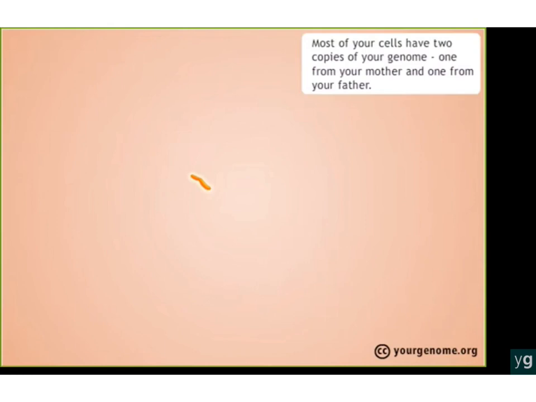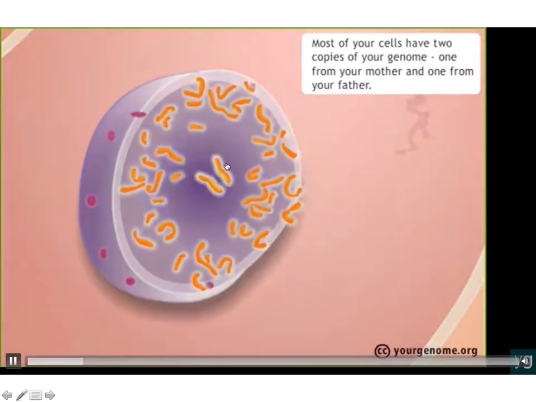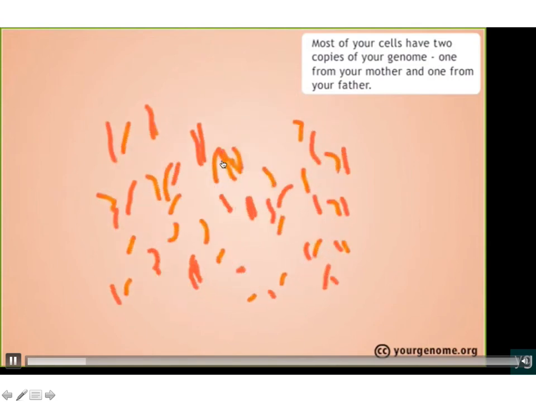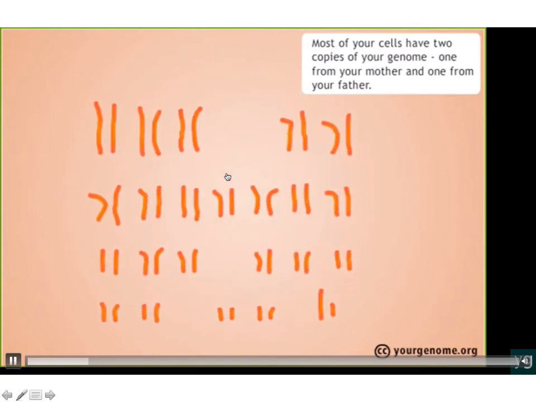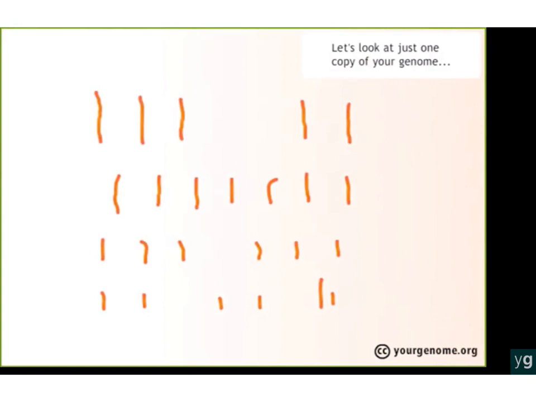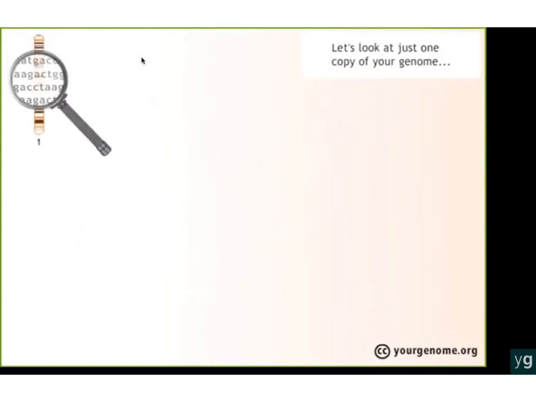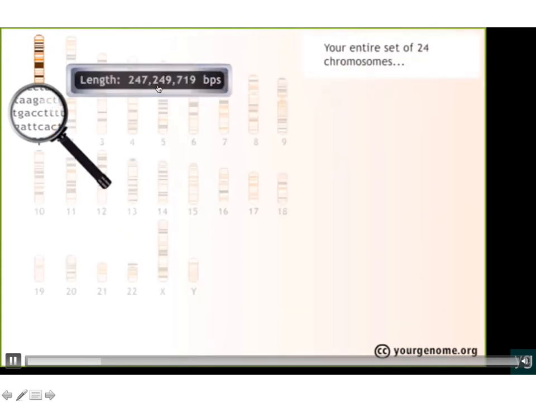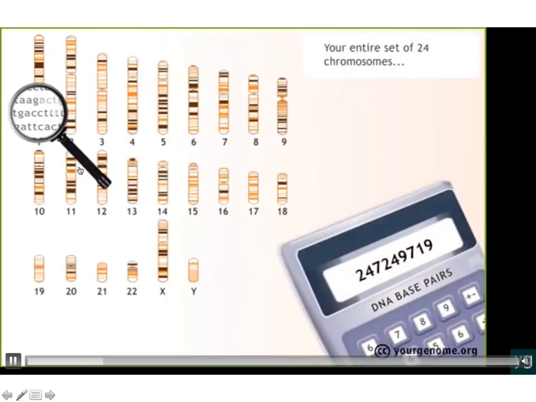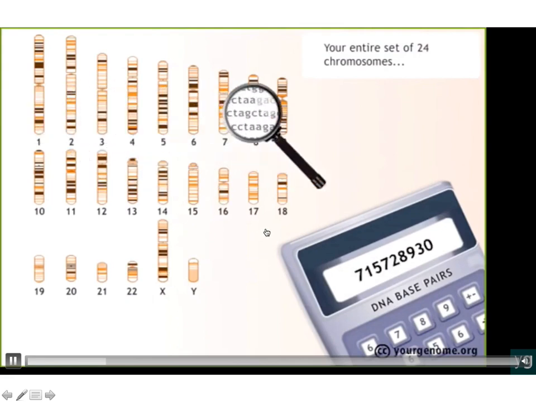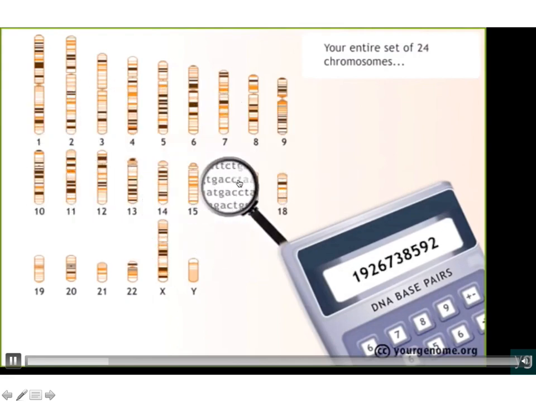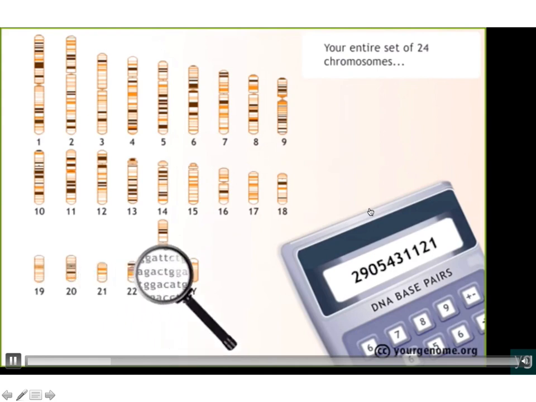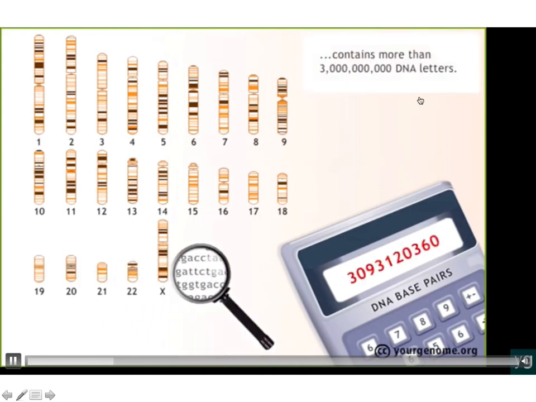So most of our cells have two copies of the genome. One copy is from the paternal side and another is maternal. So each chromosome has many letters of nucleotide. Here you can see the length of the chromosome, and if you see all the chromosomes, all 23 pairs of chromosomes contain around 300 crore of DNA letters.